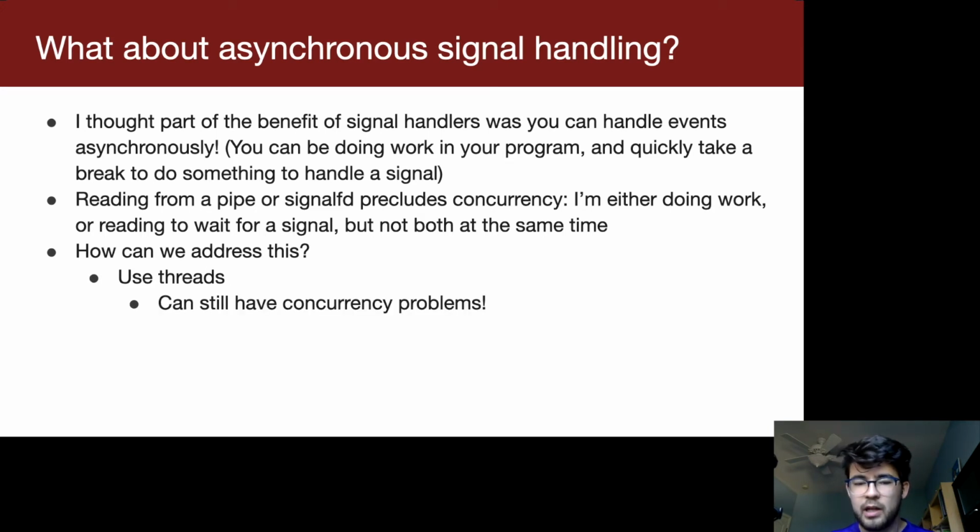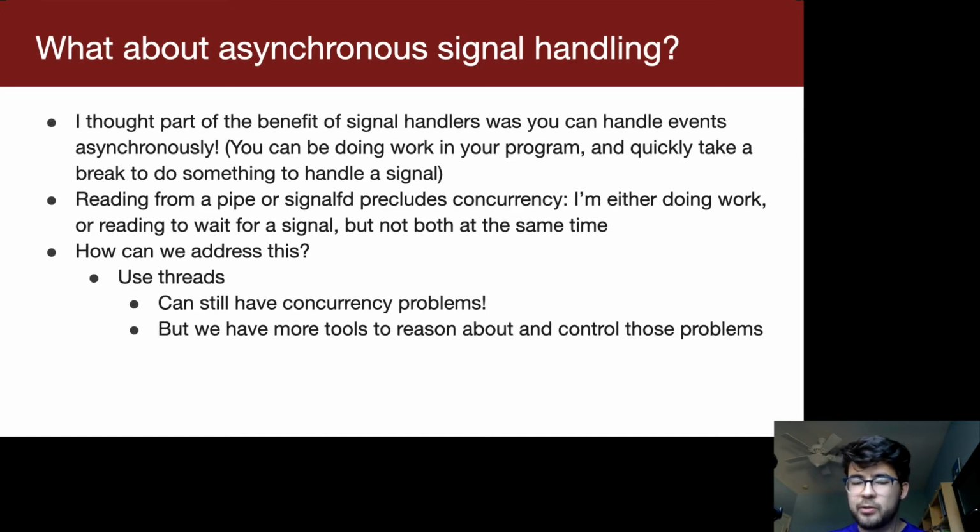So what you do, and I'll note that threads can still have concurrency problems, but when you use threads, we have more tools to reason about and to control those concurrency problems. And I'll give you a concrete example in a moment. So when you're writing multi-threaded code, you have tools available like locks, like semaphores, like condition variables. If you're in 110 right now, we haven't talked about all of these tools yet, but you'll see them within the next week. And if you are using signal handlers, you don't really have many tools available.